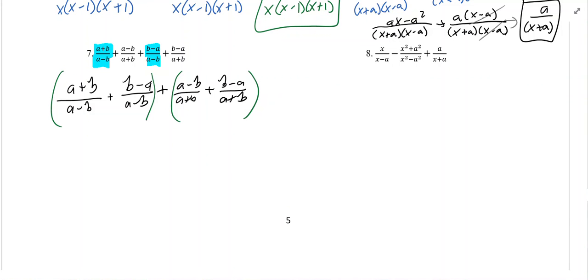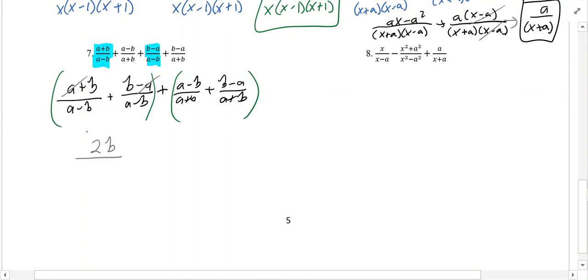So in the first parentheses, I have a minus a, so those two are going to cancel out. I have b plus b, which is going to give me 2b over my denominator of a minus b. I'm going to bring down this plus sign here. Here I have a minus a and negative b plus b, so all of that cancels. So I'm left with 0 over a plus b.